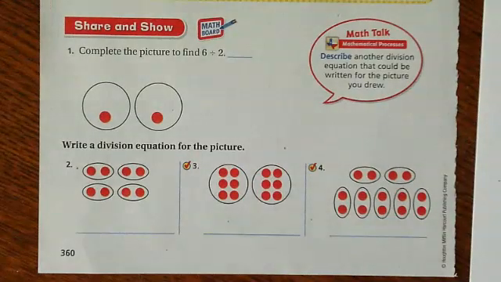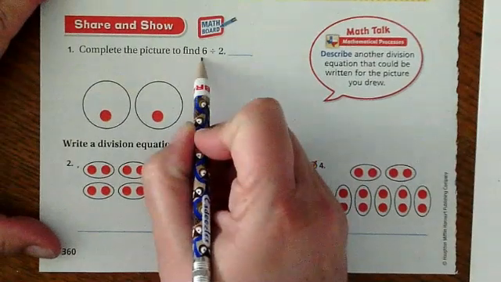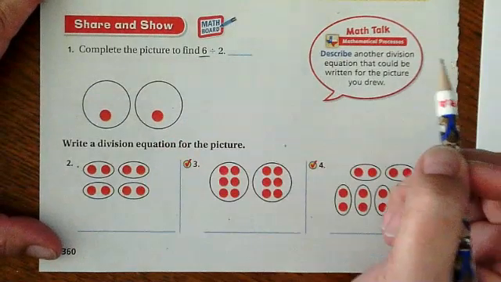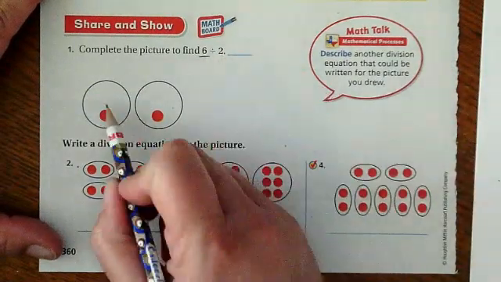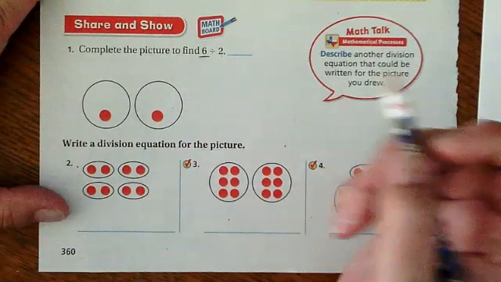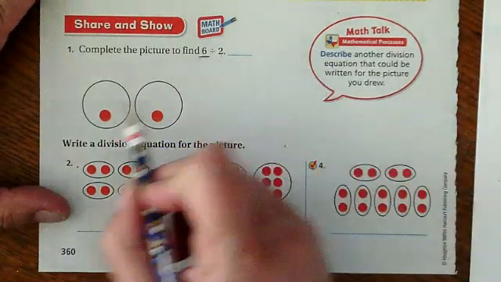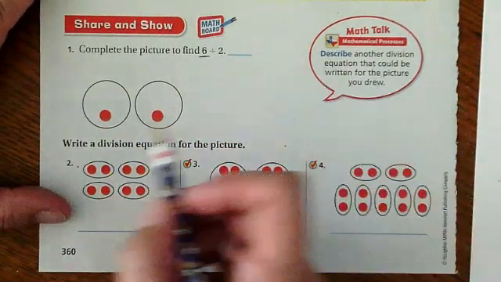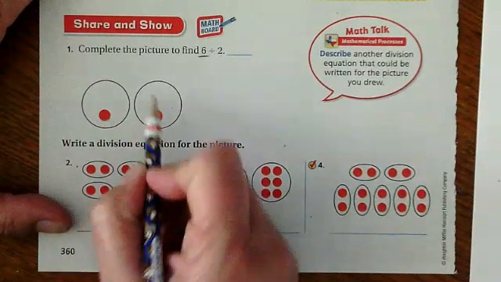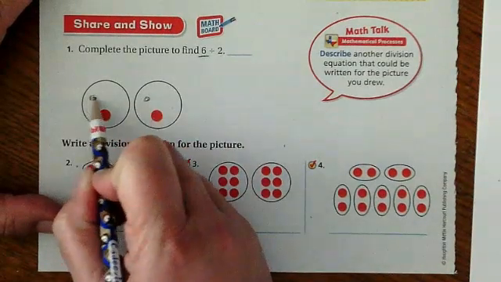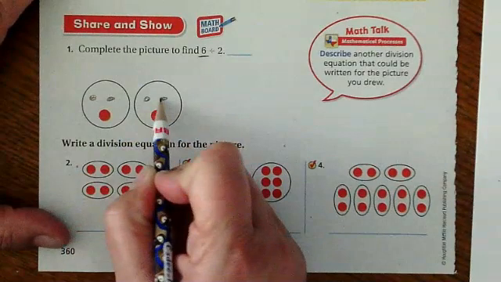All right, now that you've had a chance to practice, it's time to check our work to make sure that we are practicing correctly. So number 1 says complete the picture to find 6 divided by 2. Okay, so I have a total of 6. That's my dividend. And I'm dividing it into 2 groups this time. So if I start with 6, I know they have to be divided equally. So I have 1, 2, 3, 4, 5, 6.